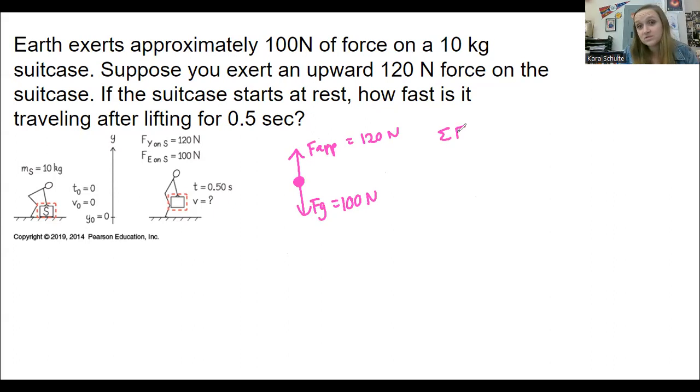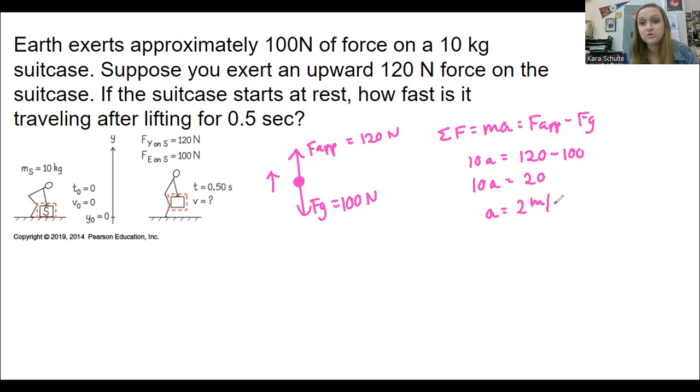We're going to sum our forces and set it up. By the way, up is positive. And say MA is equal to my applied force minus my gravitational force. So we get 10A equals 120 minus 100. 10A equals 20. So in this situation, we have an acceleration of 2 meters per second squared. But that's not where this question ends. If you ever see it ask for velocity, if it gives you a time, that is a big red flag to me that I need to also use kinematics.